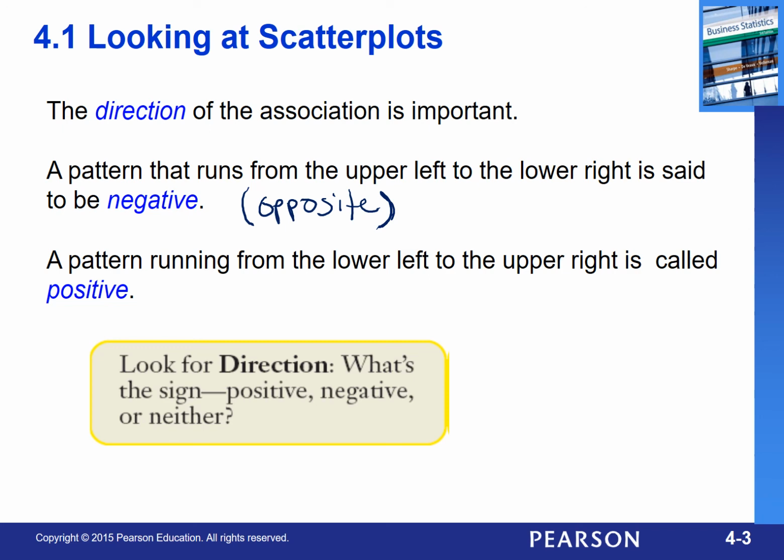So as far as positive, my variables behave the same way, or they do the same thing. So you could think about number of units you sell and profit you make. Clearly, if you sell more units, you'll be making more profit. If you sell fewer units, you'll be making less profit. They're doing the same thing. They're either both increasing or both decreasing, and that's a positive relationship.